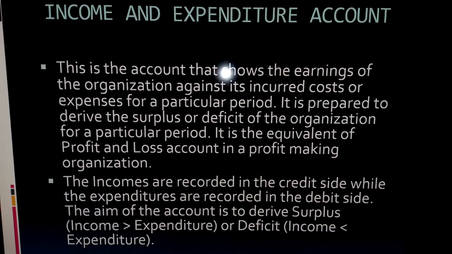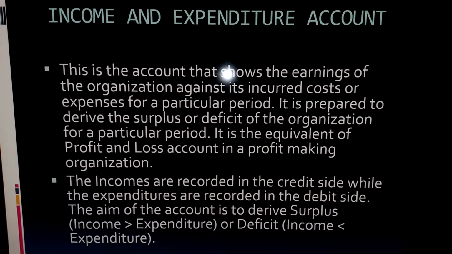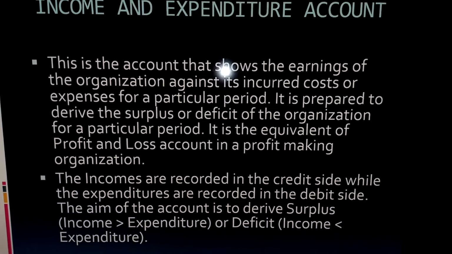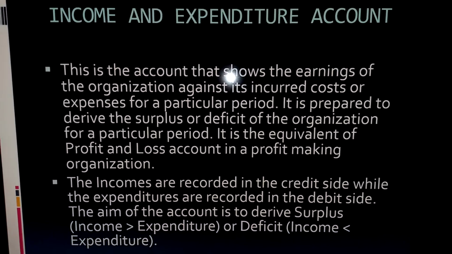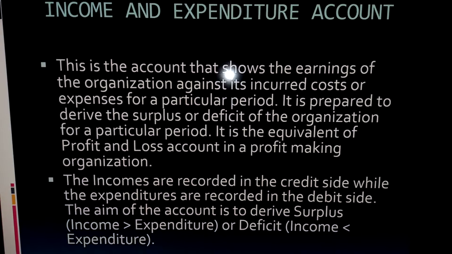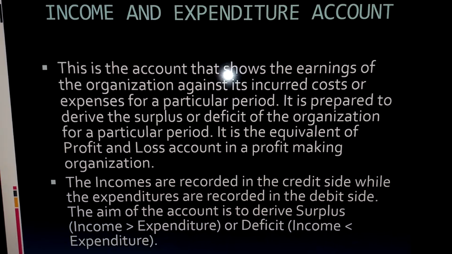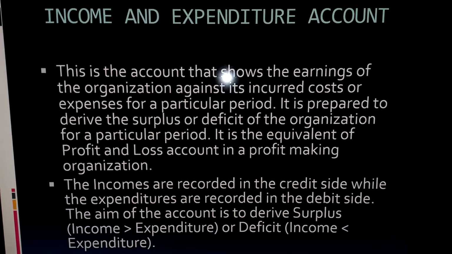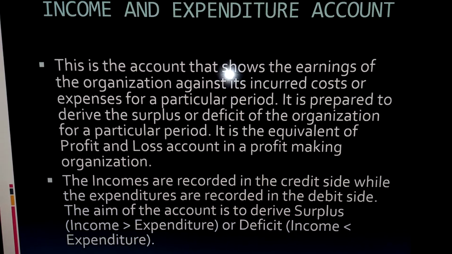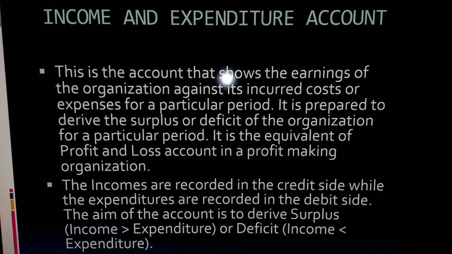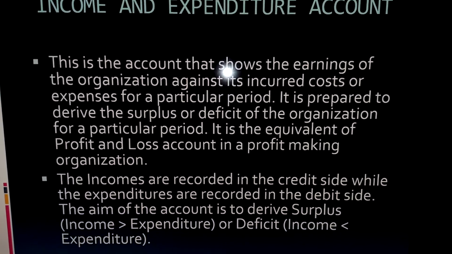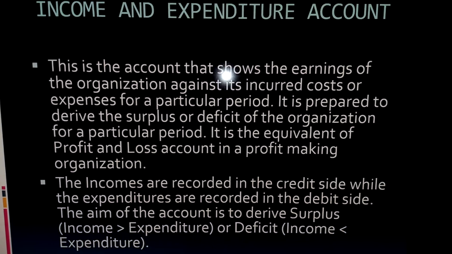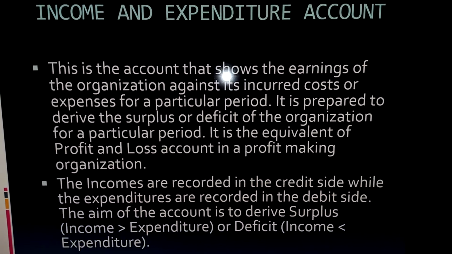So in the last class, I also explained how to prepare your income and expenditure account. I said that your income and expenditure account is the equivalent of your profit and loss account in the profit-making organization. So basically, what you are trying to achieve here is to know if you've made surplus or you are on a deficit. So what you call profit or loss in profit-making organization, here we call it income and expenditure account. So you're doing the same thing.